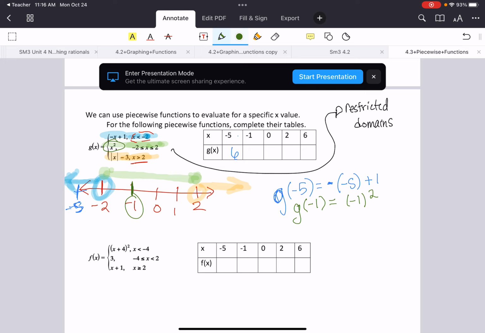What is -1 squared? So it's -1 times -1. Positive 1.